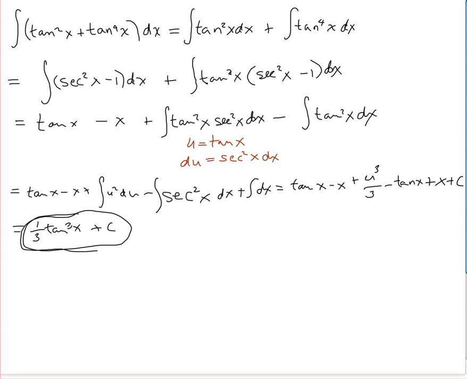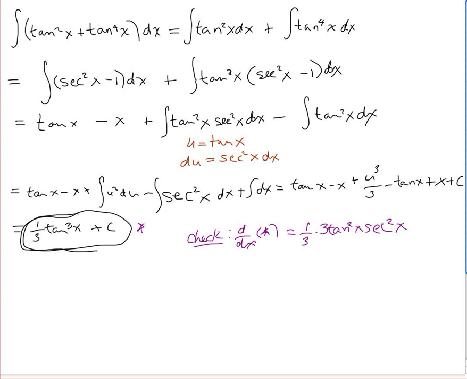So it looks like the integral is just 1/3 tangent cubed x plus c. Let's just check. Let me use a different color to check here. One-third tangent cubed, the derivative of that, right? The derivative of this thing here is going to be, well, we got to use the chain rule. It's going to be 1/3 derivative of u cubed, which is 3u squared, times the derivative of u. Well, the derivative of tangent is secant squared. And of course, the derivative of c is just 0, so we can ignore that.